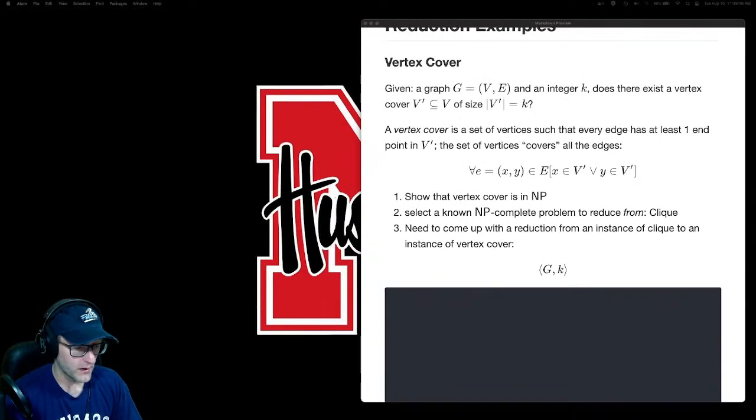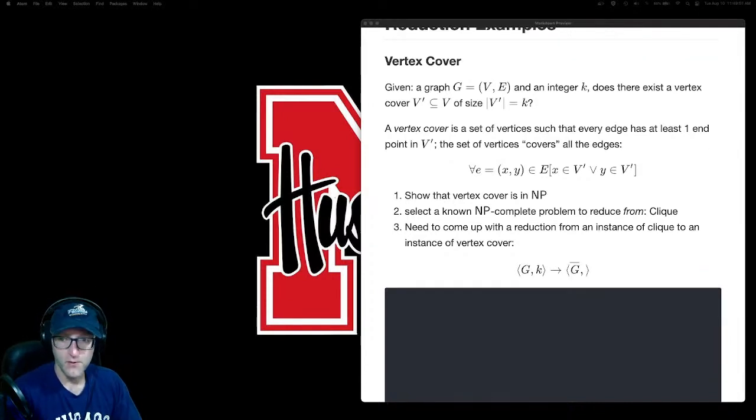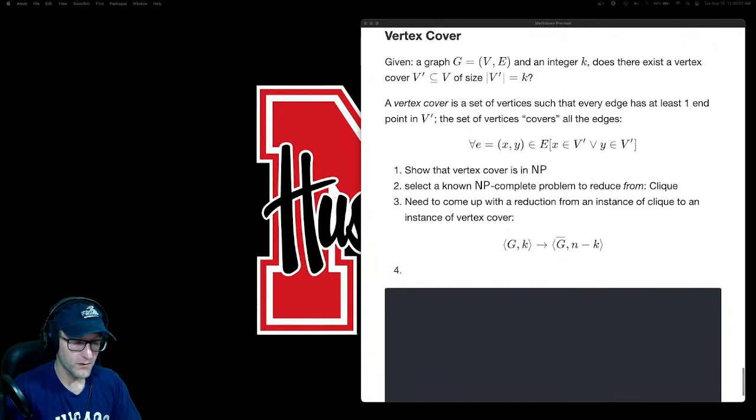Okay, so my reduction here, my right arrow, I'm going to map that to another encoding of another graph, and in this case, it's going to be the complement graph, and n minus k instead of k. It's just taking forever. I don't know why. We're not to step 4 yet here.